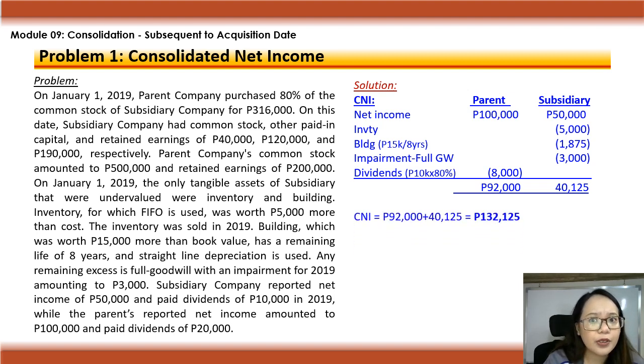How to compute for the consolidated net income? I-add mo lang silang dalawa. The net income dun sa column ni parent, saka net income sa column ng subsidiary. That will be 132,125.